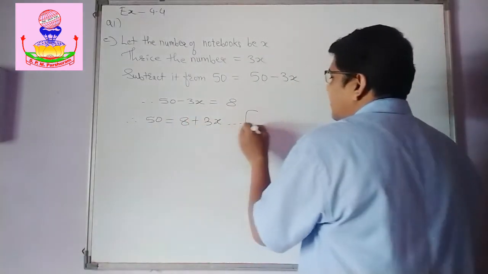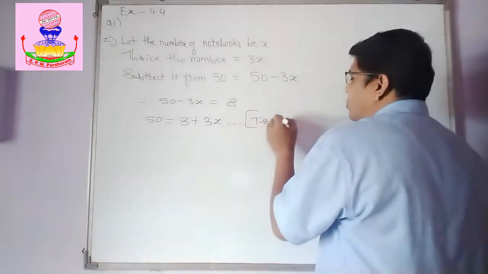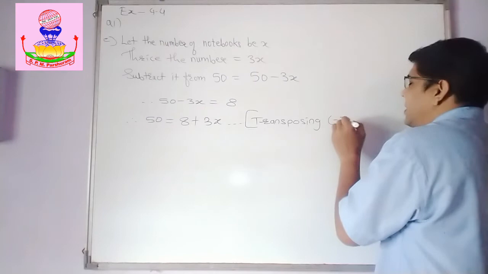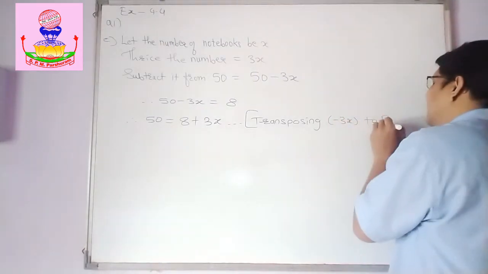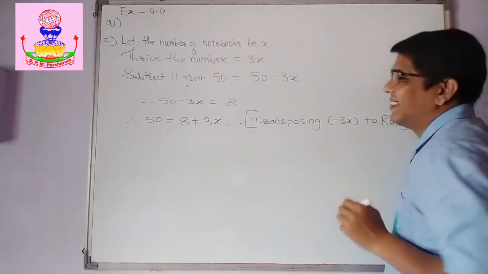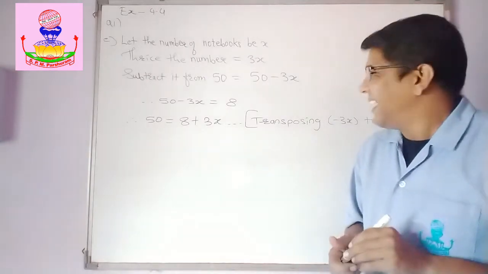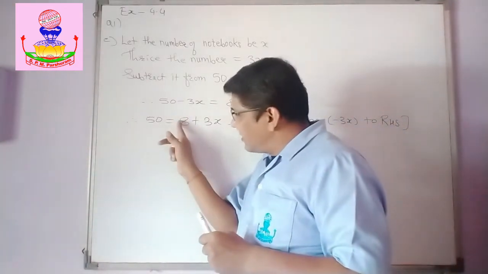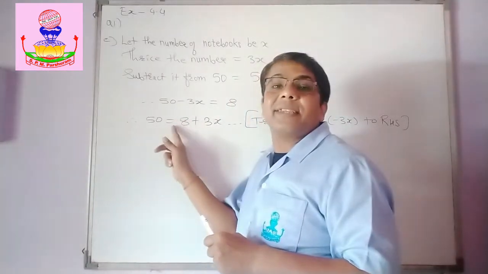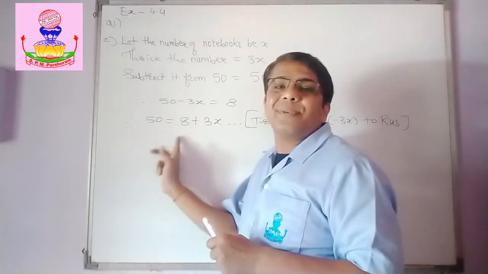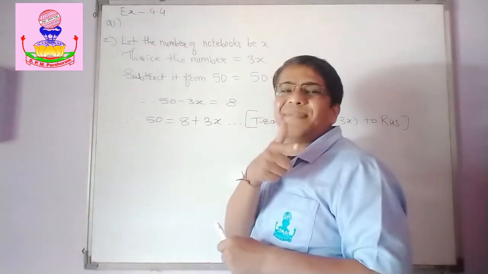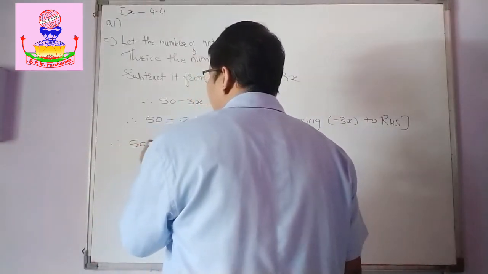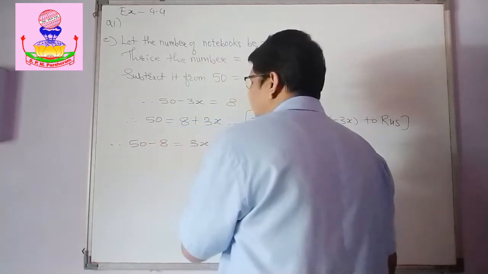What you did? Transposing minus 3x to RHS. है ना? सही है भाई. अभी I don't want this 8. What is the sign here? Here it is plus. So when it comes to this side, it will become again minus. So it will be like this. 50 minus 8, that is equal to 3x.